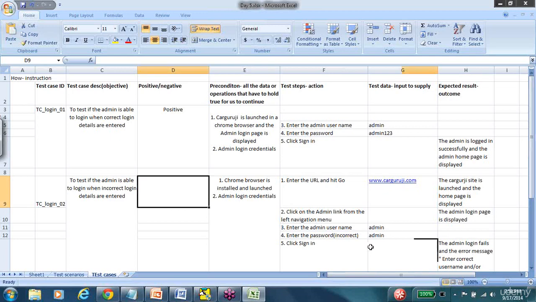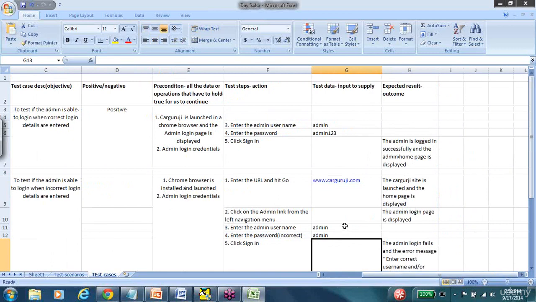Deepti's question is, where should we write actual results in the test case? Not yet, Deepti. So just stick to the format that we have right now. So does limited domain knowledge limit your job opportunities?